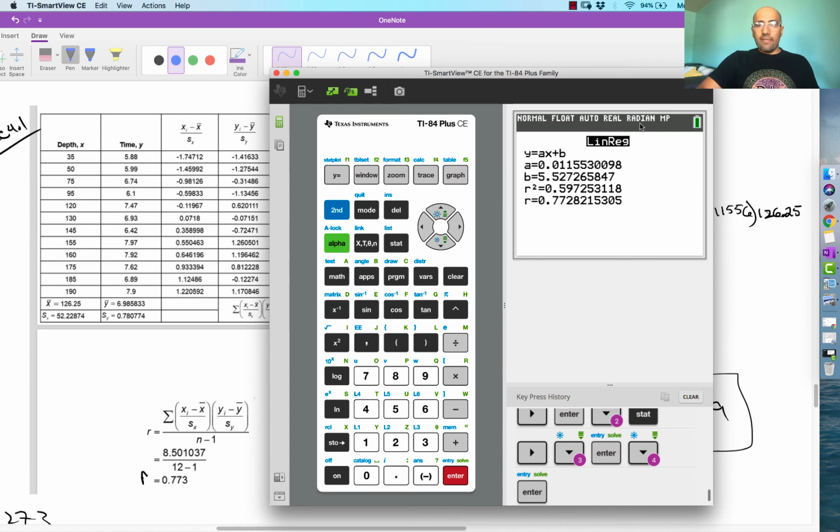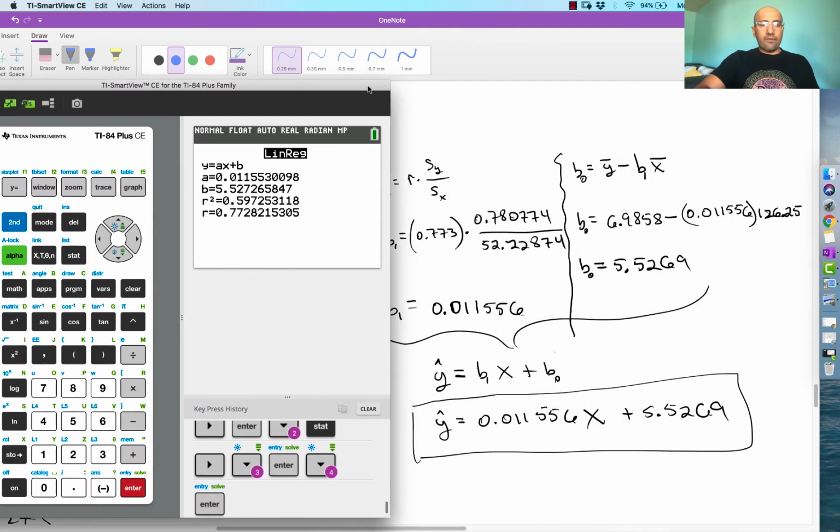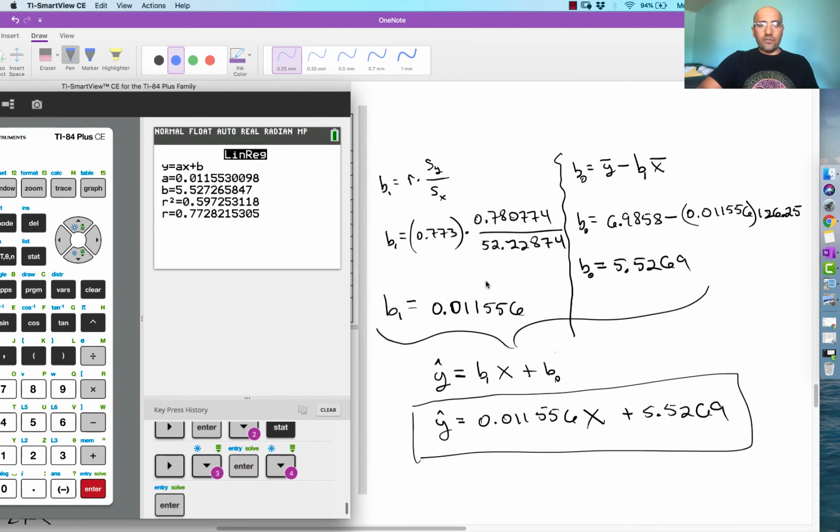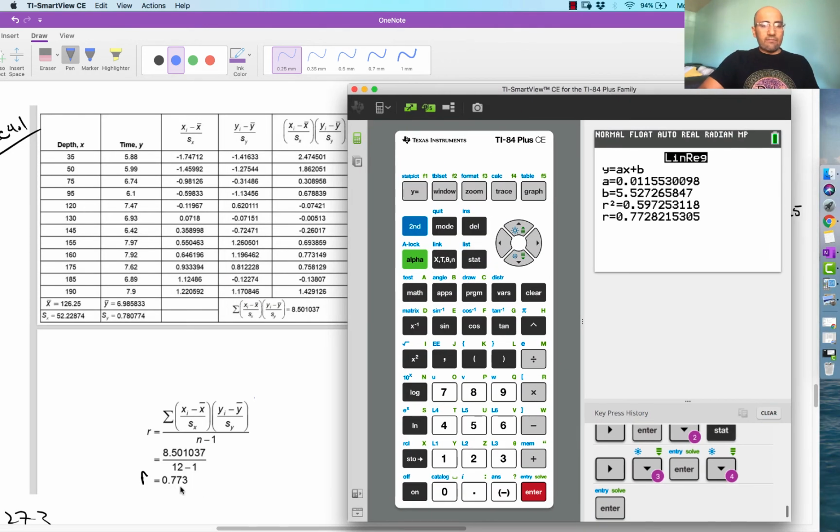It's this one. And that's the exact same value we got from this whole crazy equation right here, 0.01155. And also the y-intercept, this guy right here, that's this, 5.5272. There was a little bit of rounding that happened, and that's why it's slightly different. And then this guy, the r value, 0.7728, right? We got 0.773, 0.7728. So this rounds to 0.773. So it's an even more precise answer, and it was just a few buttons away, right?